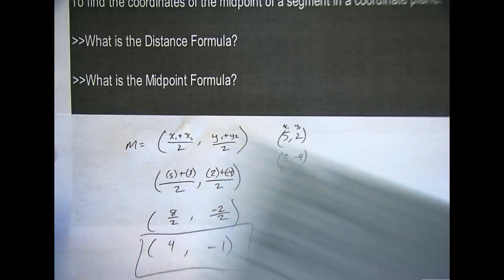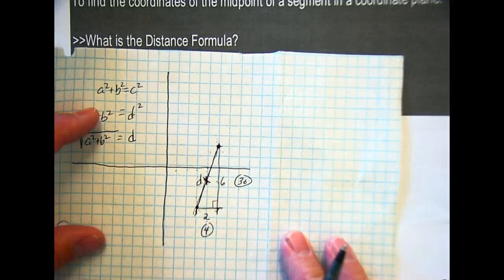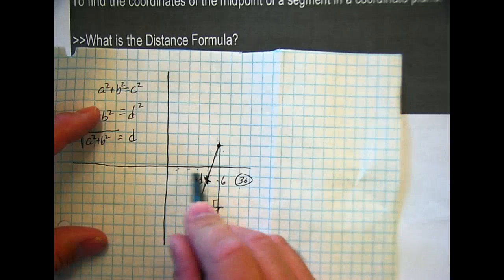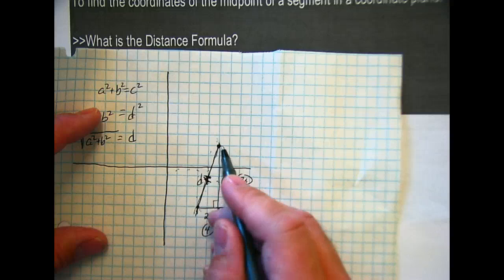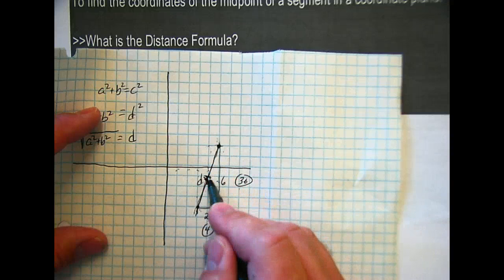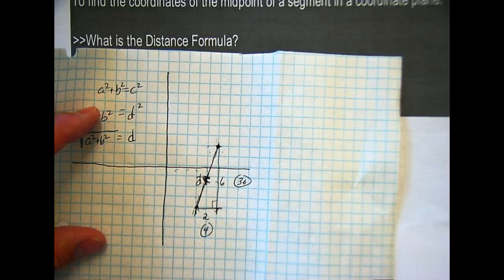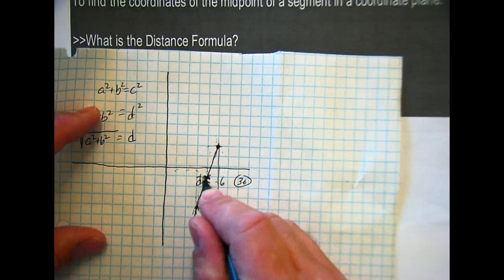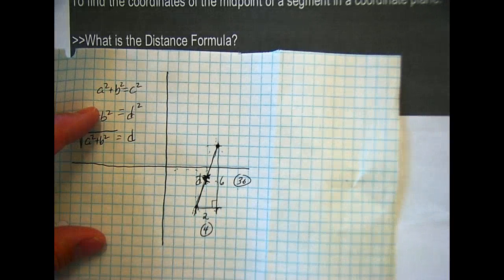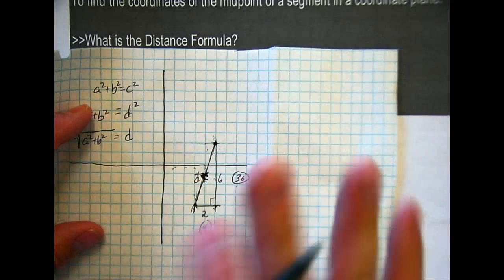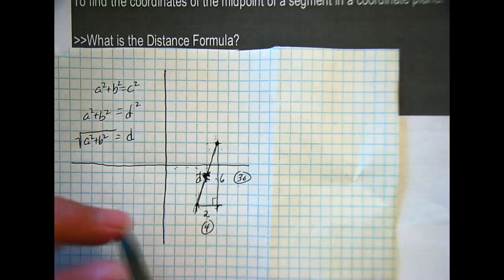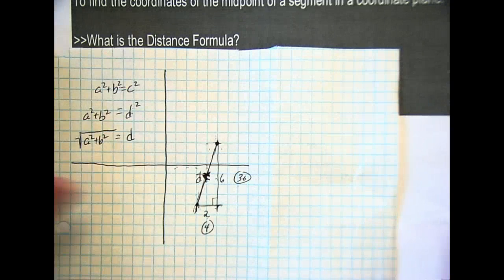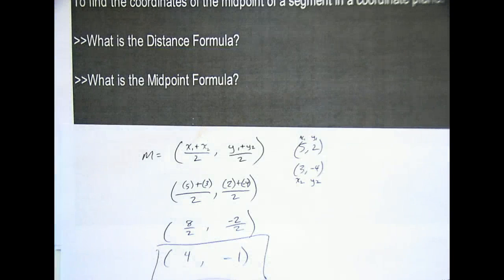That is the midpoint. Now let's see if that matches up with our picture. Pretty close, right? 1, 2, 3, 4, and negative 1. I said about right there, but if I check my slope, over 1, down 3, over 1, down 3, that is the middle part right there, (4, -1). Okay, so the distance and midpoint formulas help you so you don't have to go through the process of graphing every time. Saves you a lot of time. All right, any questions on it?